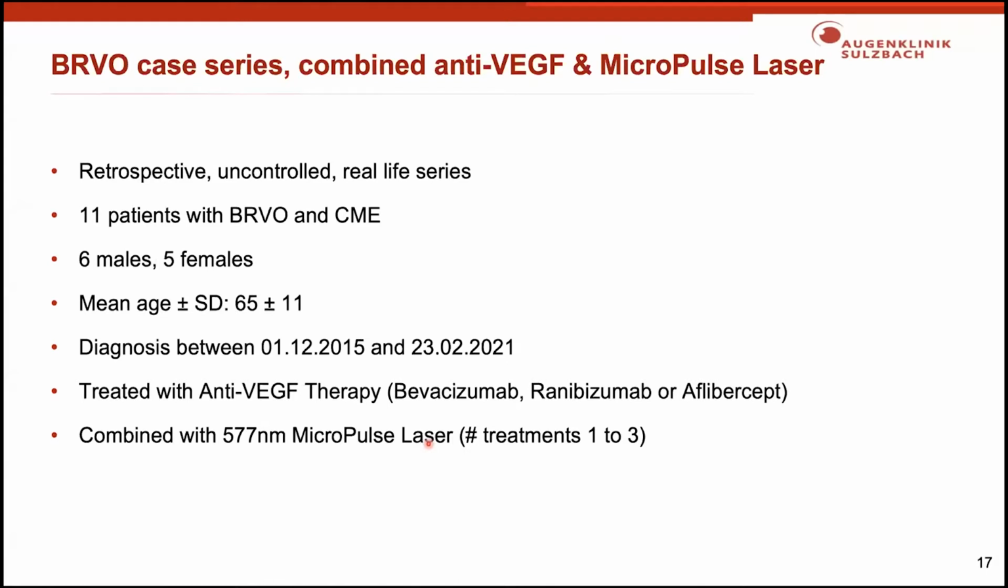And this is really just a mixed bag of real-life patients that we've been able to pull out of our charts. It's really a nice coincidence that it's fairly balanced between males and females. The age is rather typical, and our patients were a bit on the young side. We've included patients that had been first diagnosed with their branch retinal vein occlusion in 2015 up until early 2021.